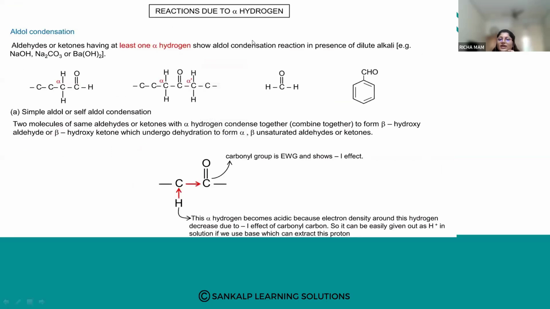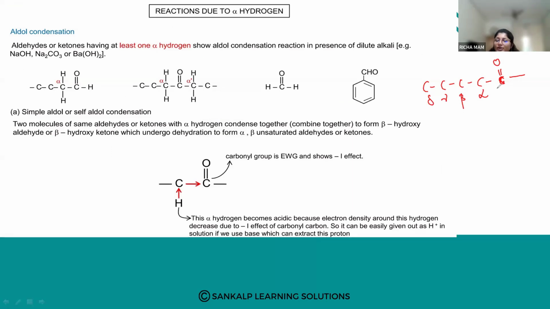Next is reactions due to the presence of alpha hydrogen. Now, what do you mean by alpha hydrogen, students? Suppose I have a carbon like this, and a carbonyl carbon. The carbon next to the carbonyl carbon is alpha. Then this is beta, gamma, and delta. This is how we name them.